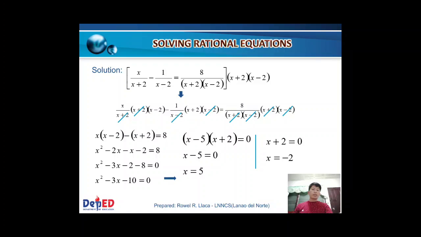It becomes x minus 5 is equal to 0, and simplify, x is equal to 5. The second equation, x plus 2 is equal to 0. Simplify, x is equal to negative 2. There are two values of x, 5 and negative 2.